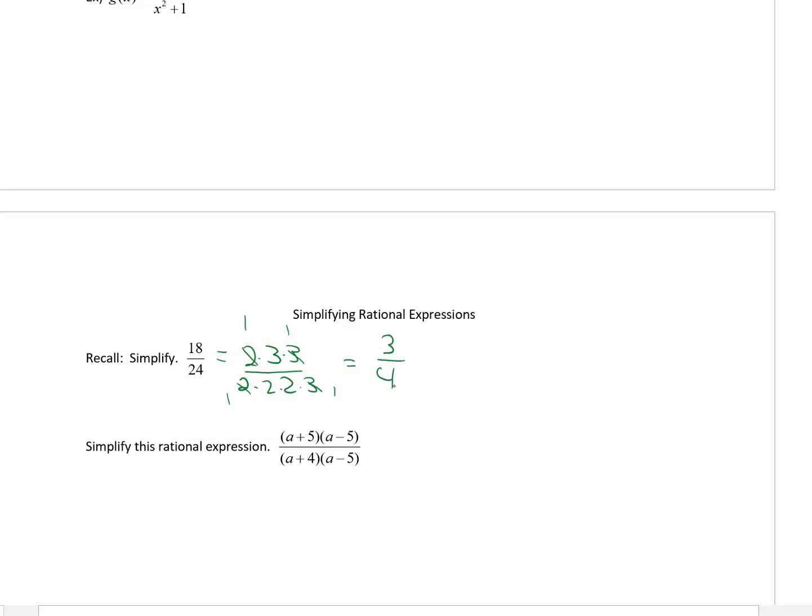Well, I can do something similar with rational expressions also. So let's take a look at this example. Is there a factor I can divide out from the numerator and the denominator? In this case, I can divide out a minus 5. A minus 5 divided by a minus 5 is 1. So multiply across. Now, as a note here, I cannot divide out the a's. These are terms. I cannot divide out common terms, but I can divide out common factors.